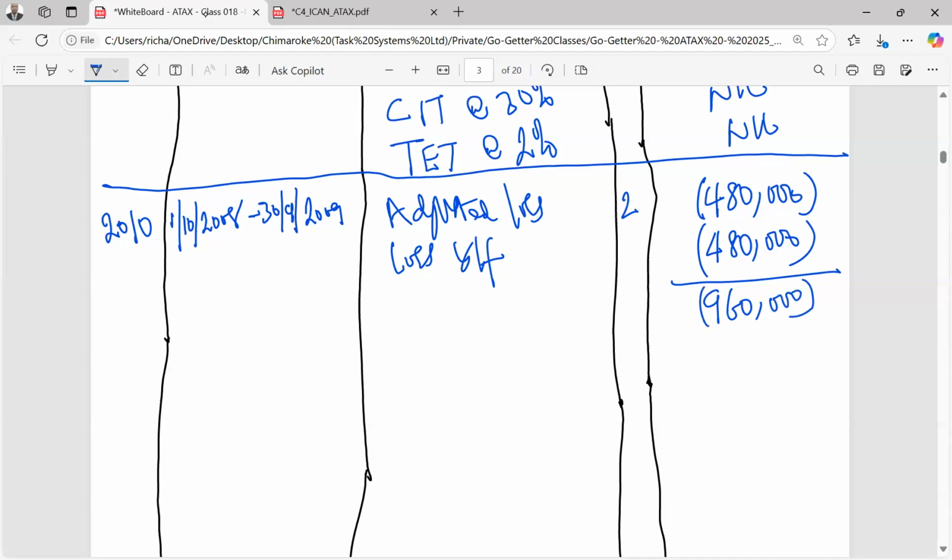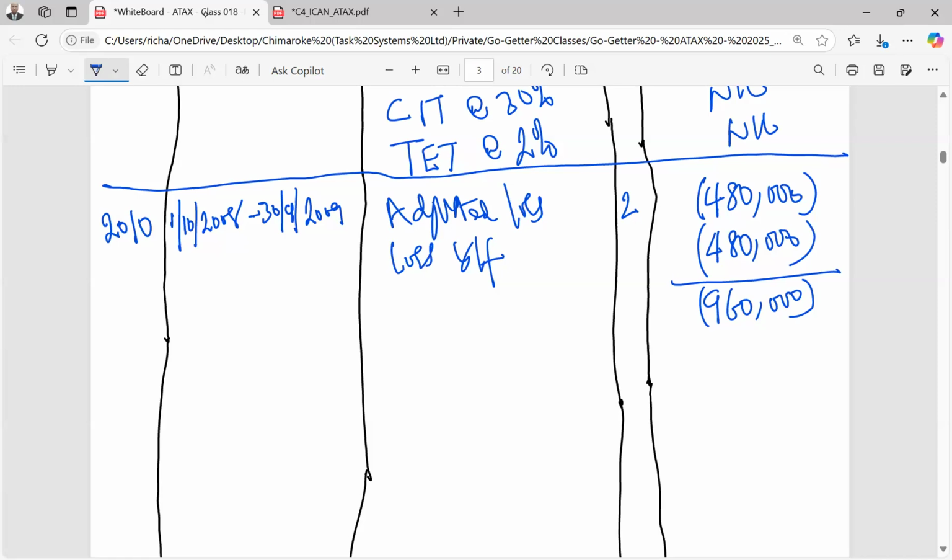Now, this is 960. And what happened here is this. This 480 contains the loss from July 1, 2008, where the business started, down to June 30th, 2009.